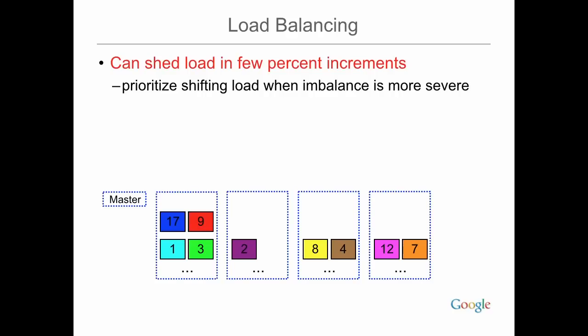So I can actually shed load in a few percent increments if I have between 10 and 100 pieces of work per machine. So if this first machine gets overloaded, I can say, well, I'm going to pick one of the pieces of work I'd assigned it and move that to some other machine. And now all of a sudden the load on that machine drops a little bit, and the load on the other machine rises a little bit. So you can do very fine-grained load balancing in this way.